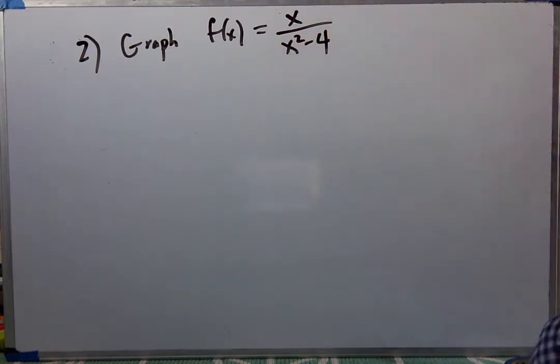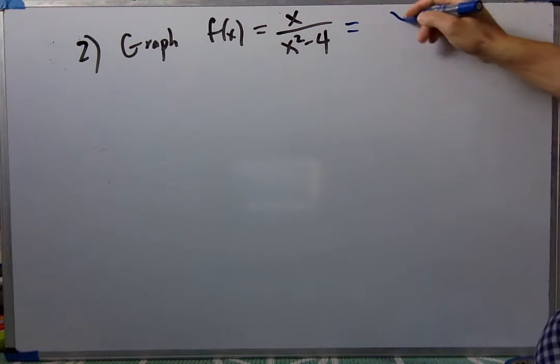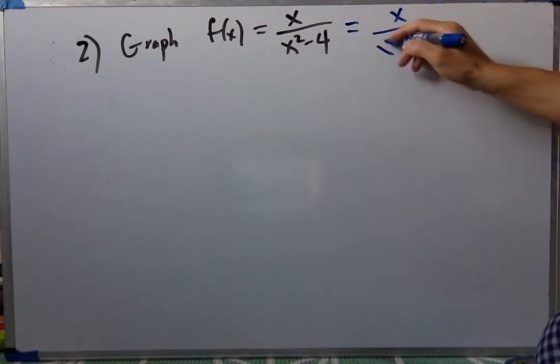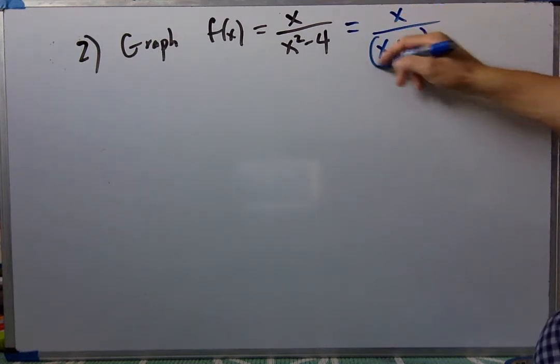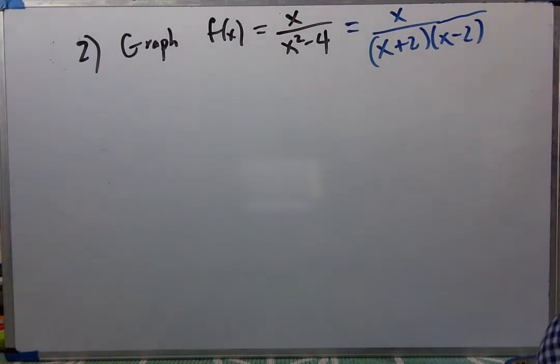Alright, so the first step is to simplify. In this case, simplification just means I'm going to factor. It's always the first step. X over x squared minus 4 is actually the difference of squares, x plus 2 and x minus 2. And here there's nothing that I can cancel, so this is as simplified as I can get. That's the first step. Second step is to find the zeros now.